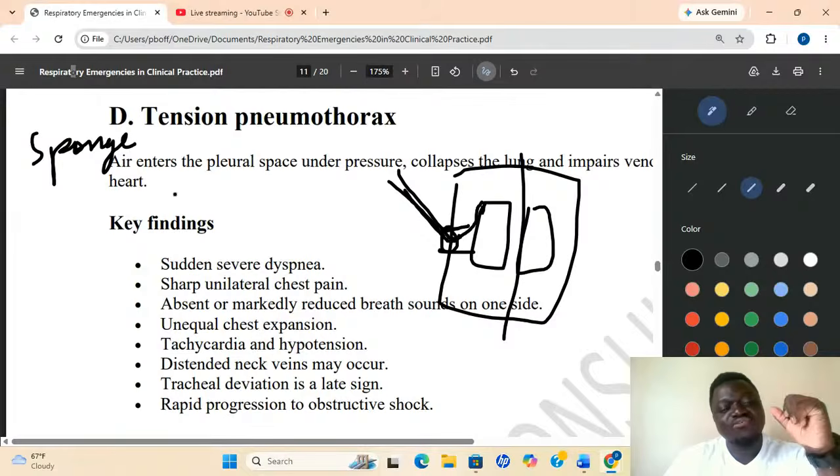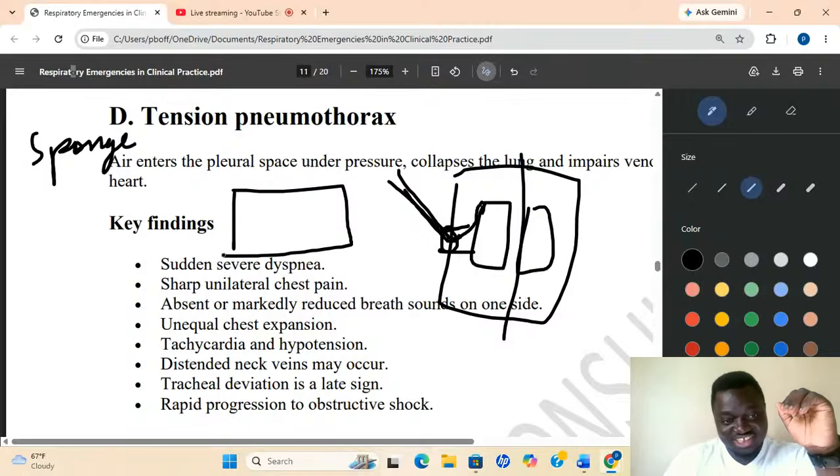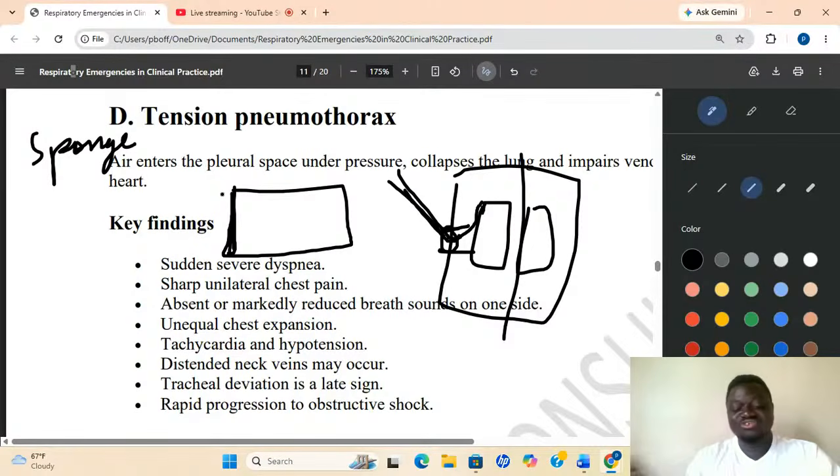Their sponge is foam mattress. You remember your foam mattress. Go and cut your foam mattress. Yes, the foam mattress we have been using to clean cars when you go to the washing bay. Those foam mattresses, that is how your lung is.